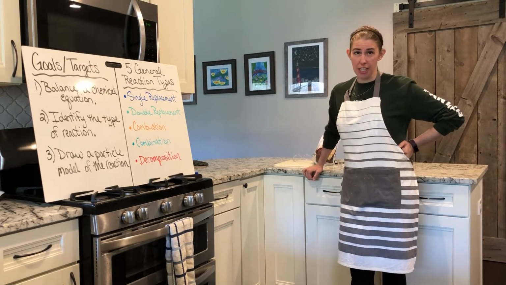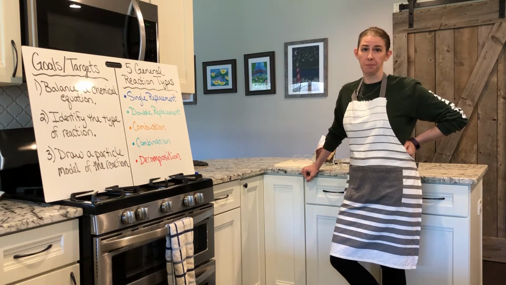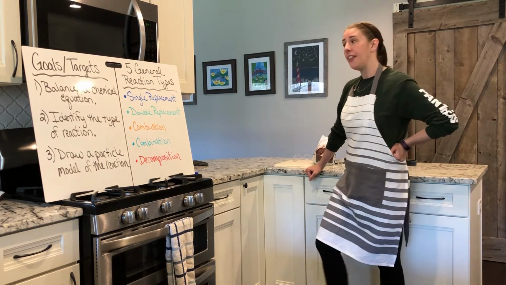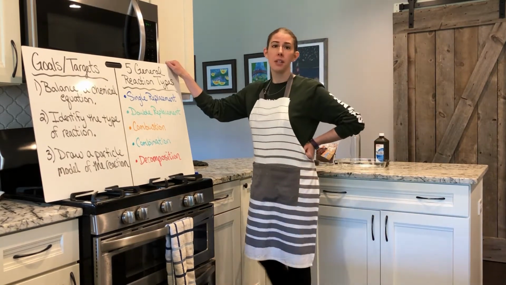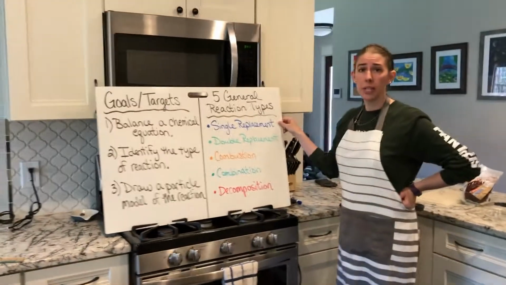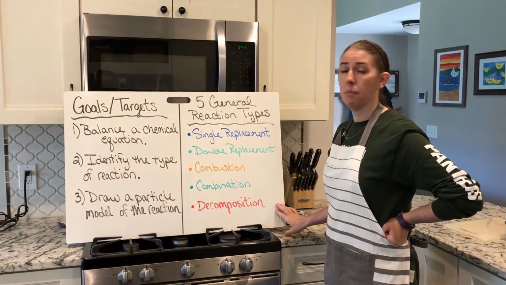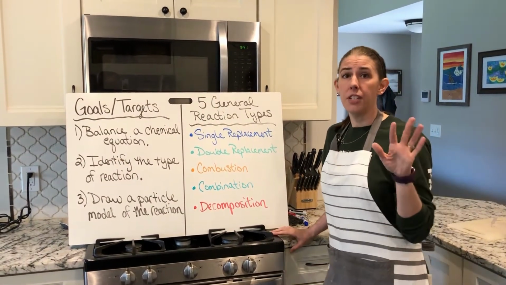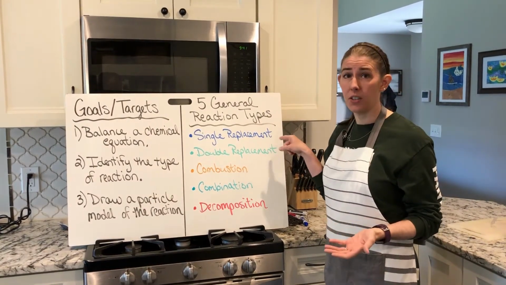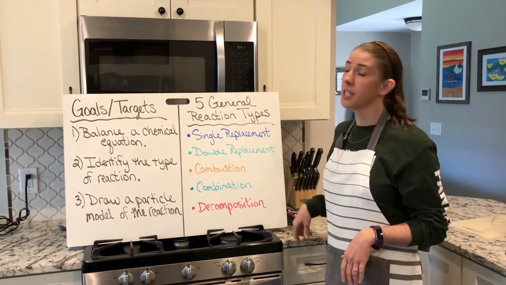I'm in my kitchen, but today instead of doing some cooking, we're gonna do some chemistry. We've started our new unit on chemical reactions, and there are 5 different types: single replacement, double replacement, combustion, combination, and decomposition. I'm going to do 5 different videos, kind of focusing on a demonstration or an activity that we would have done together in the lab for each of the different types.